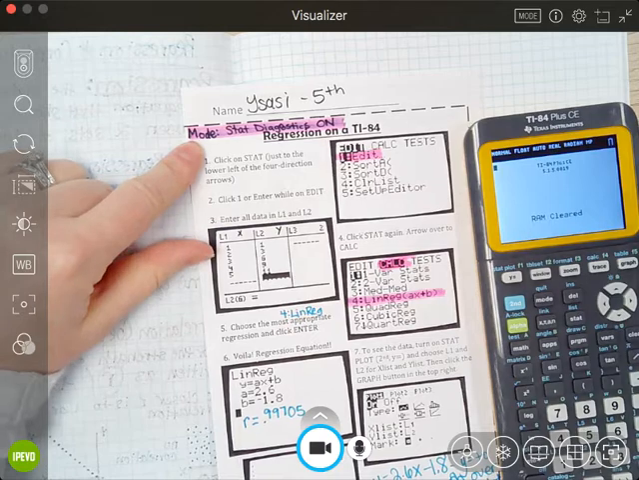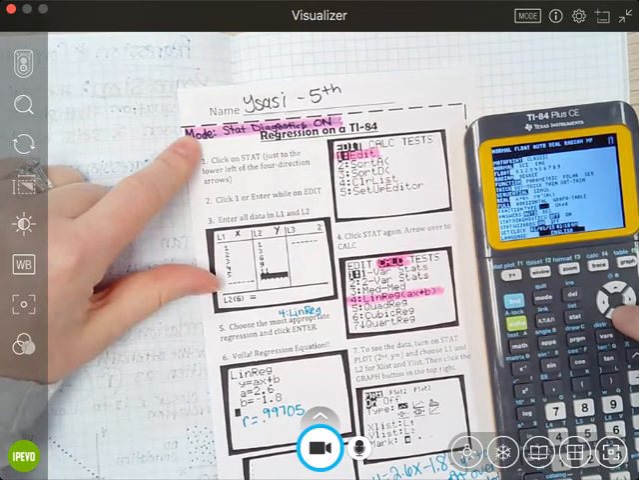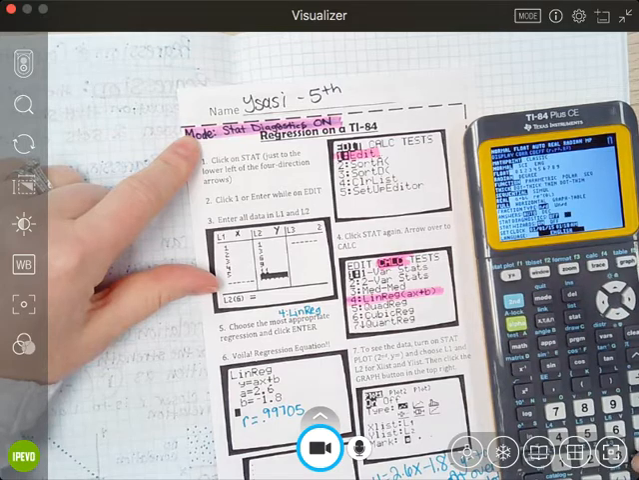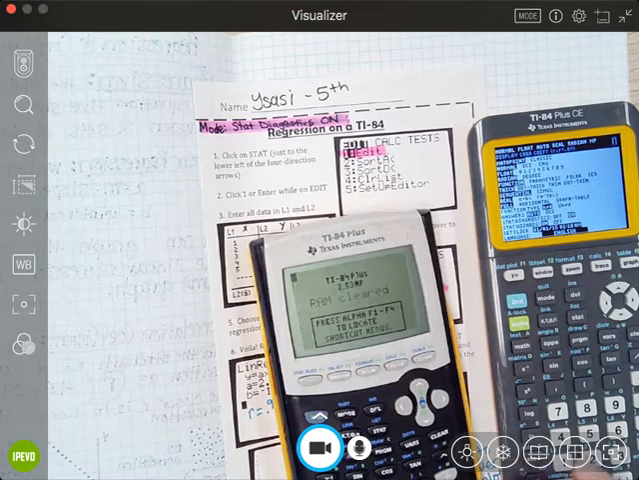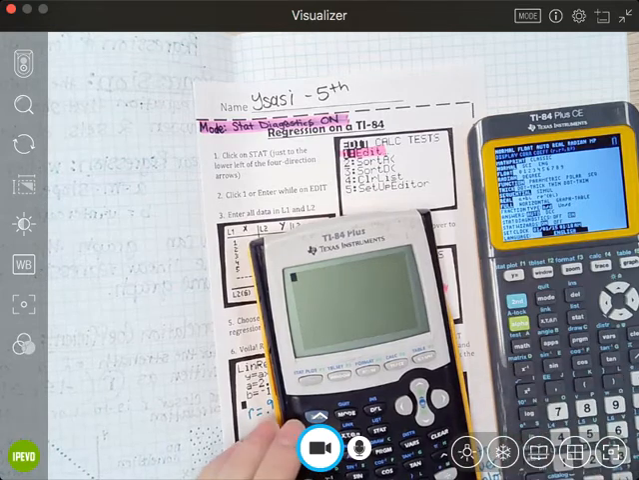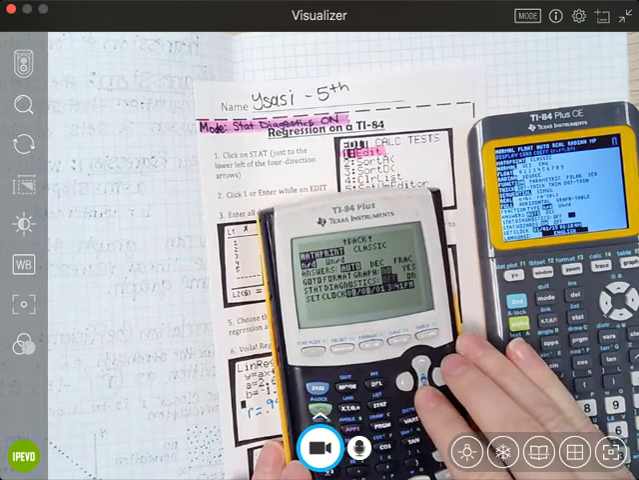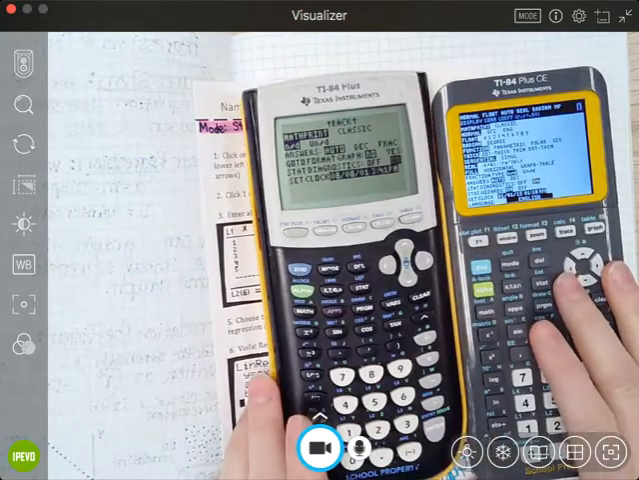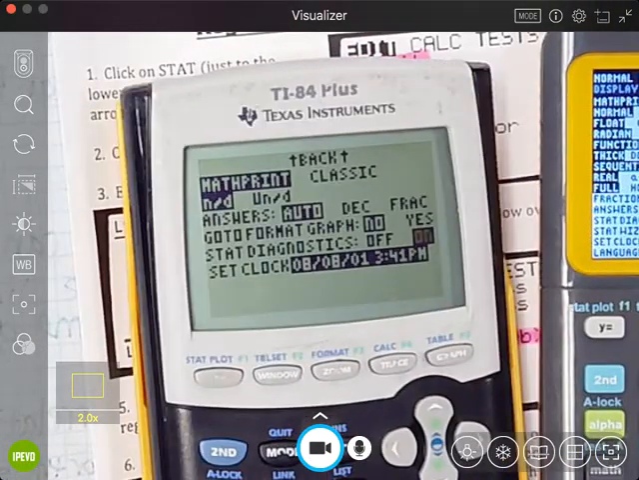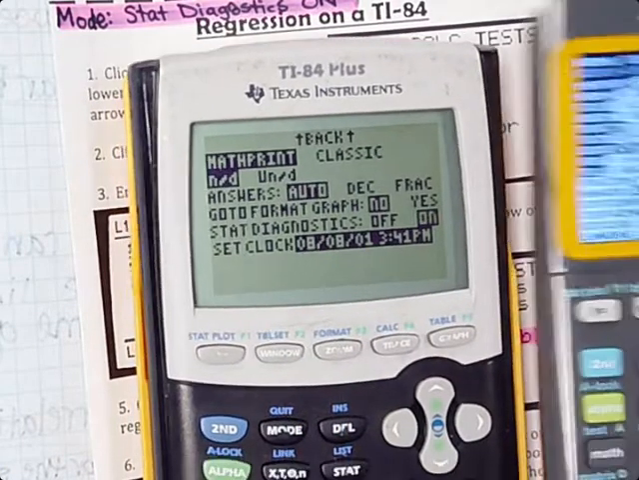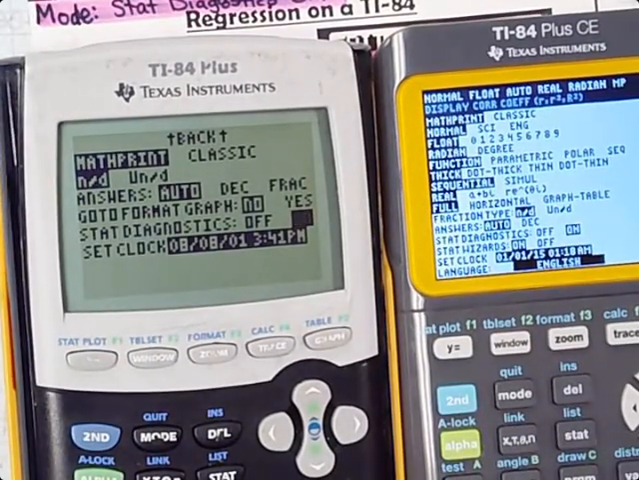So first thing you want to do is go to mode, and you want to make sure your stat diagnostics is on. I'm going to show you with both calculators. So mode, stat diagnostics is on the next page. You're going to turn that on. Either calculator that you use has the same thing. Okay. So stat diagnostics is on. That's the first thing you have to check.